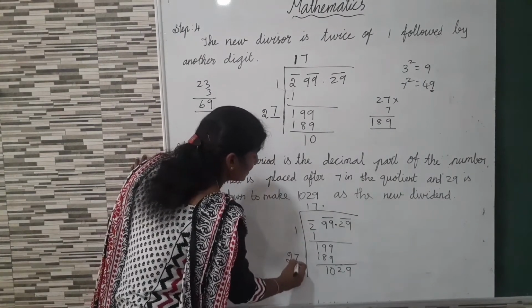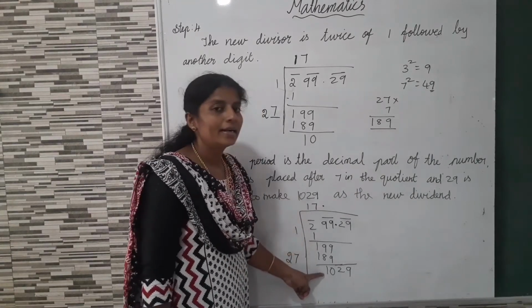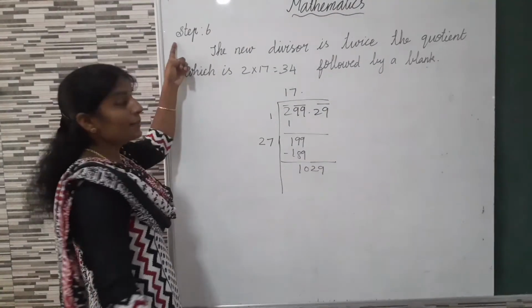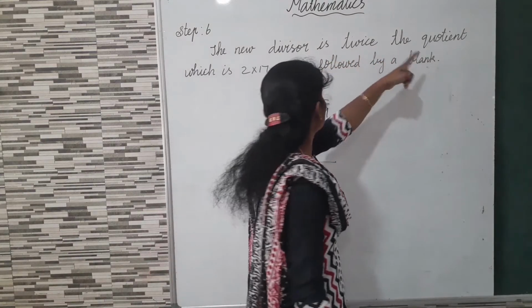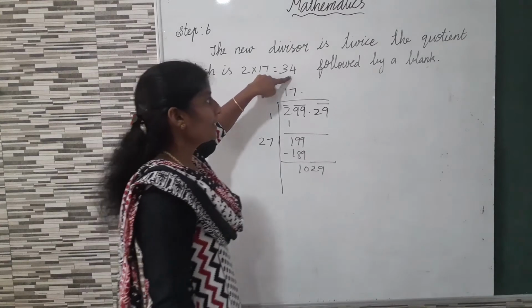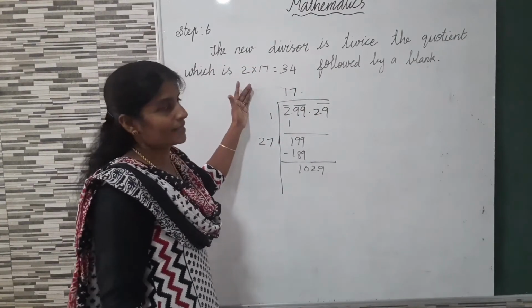27, isn't it? 27. Now we have one new dividend. Okay, now step 6. The new divisor is twice the quotient, which is 2 into 17 equal to 34, followed by a blank. Now listen here, what's the step 6?